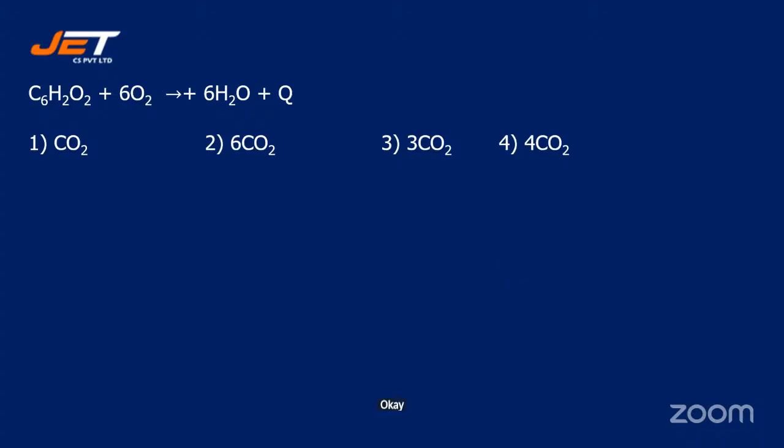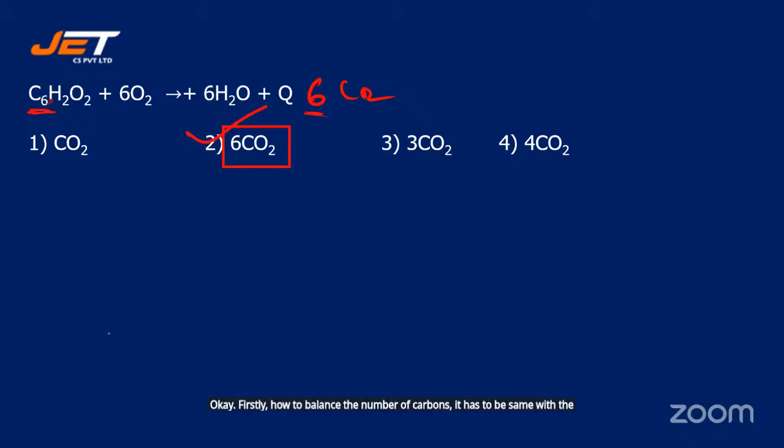Okay, Harsha has mentioned it as option 2. Many more have also answered. Let us check. It is 6CO2. So you can just balance the equation and see. CO2 is a definite product. If you are not adding 6 here, you cannot match 6 carbons in the reactants, no? So it is very easy. Just by balancing the equation, you can guess that it is 6CO2. First you have to balance the number of carbons. It has to be the same in the reactants and products.